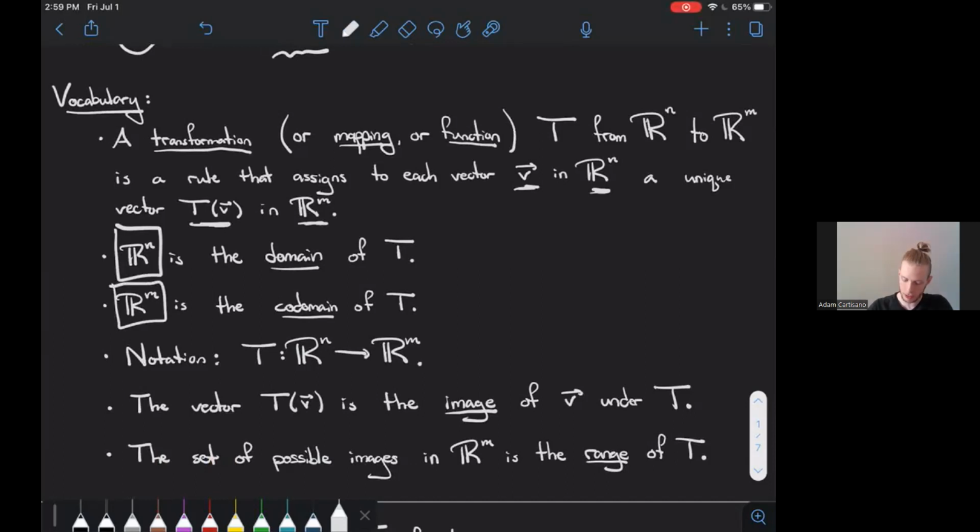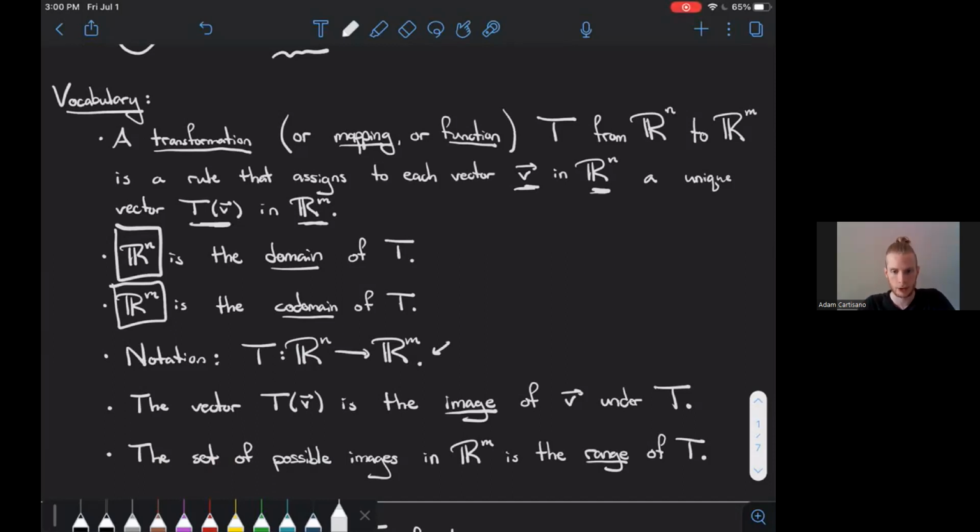By the way, the notation that we use is T colon Rn arrow Rm. And this reads as T is a transformation, or T is a function, from Rn to Rm. That's how we say that. So we specify the name of the function or the name of the transformation, and the space which is the domain, and the space which is the codomain. Those are the things that allow us to reference this function.